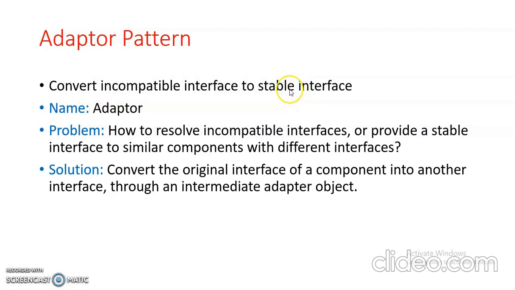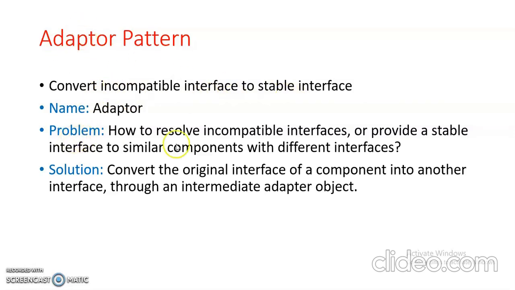So maybe a card reader: if we want to use our pen drive with our phone, it is not possible, so we will have an OTG. That OTG is called an adapter because our phone is incompatible with the pen drive. So if we want to convert an incompatible interface to a stable interface, we need an adapter.